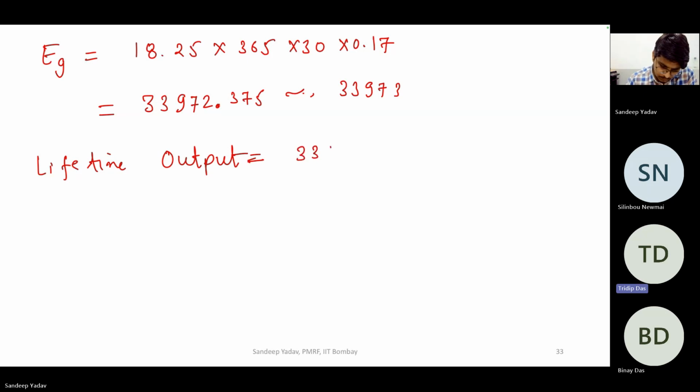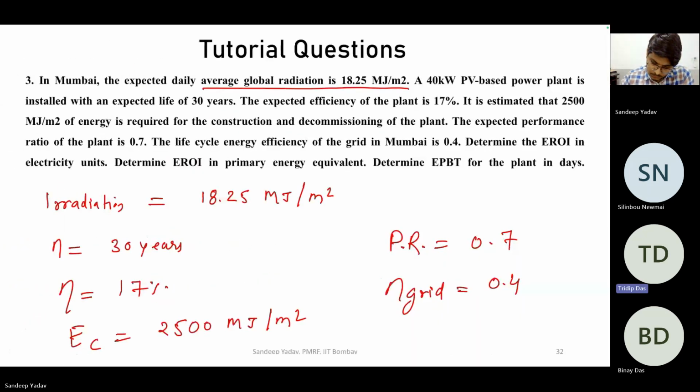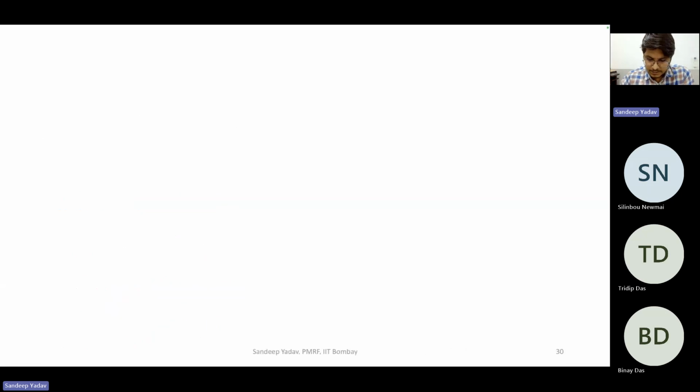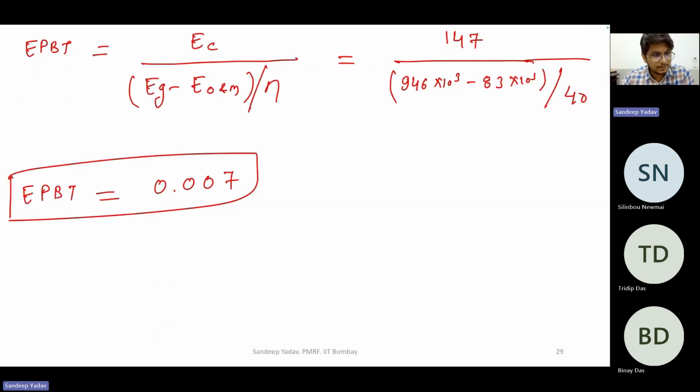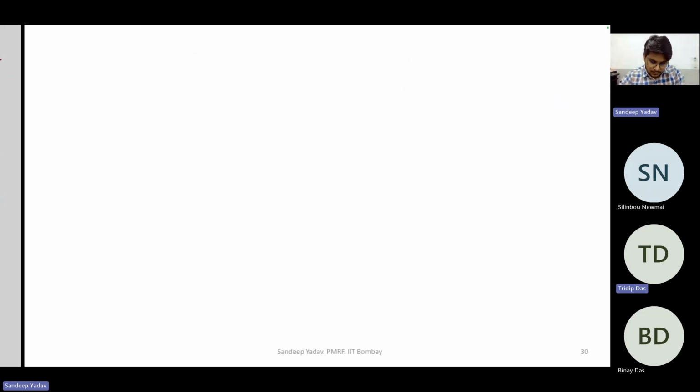Sir, is 24 multiplied in this equation? 24 for 24 hours? If you consider 365, then 24 will become in this. No, we are just calculating the energy generated in the year, and we are not considering the unit electricity. When we need to calculate the unit electricity, that is megawatt hour or kilowatt hour. Here we are considering the megajoules. So that's why we are not multiplying. But I hope you get it.